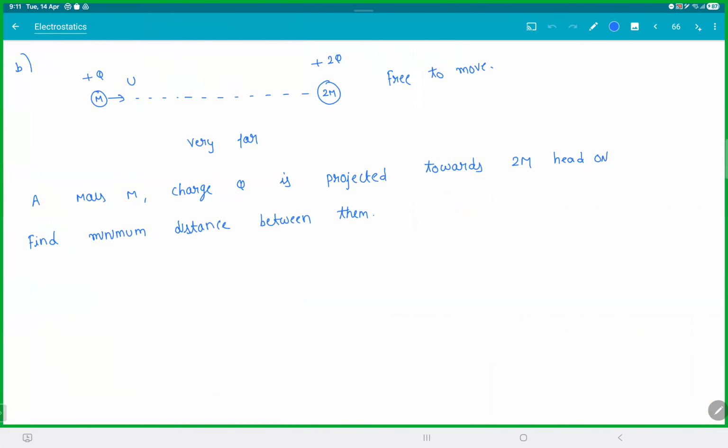So don't worry, we will be having two different revisions, mains revision and advanced revision. So let's get this thing.